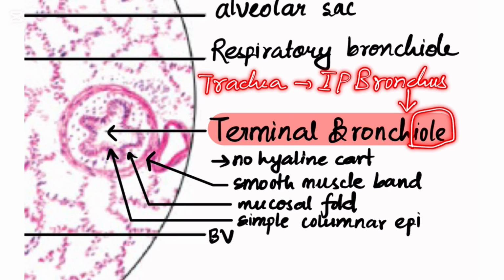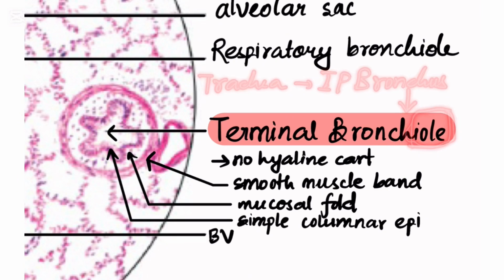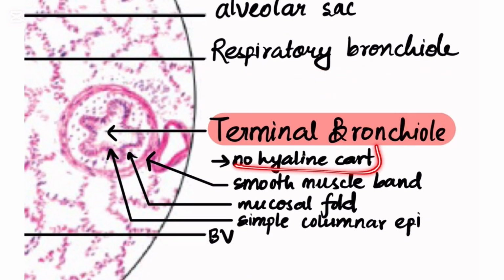As soon as you reach bronchiole, there is no longer any hyaline cartilage found. So you can see right here, this is the terminal bronchiole, and the terminal bronchiole does not contain any hyaline cartilage. Hyaline cartilage is found in trachea and bronchus, but not in bronchiole. No hyaline cartilage in bronchiole.